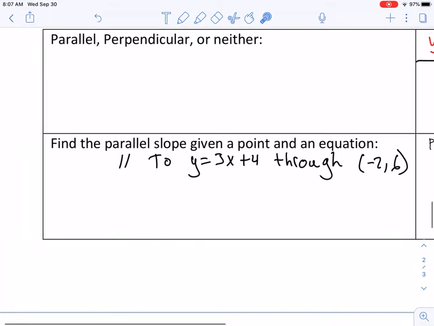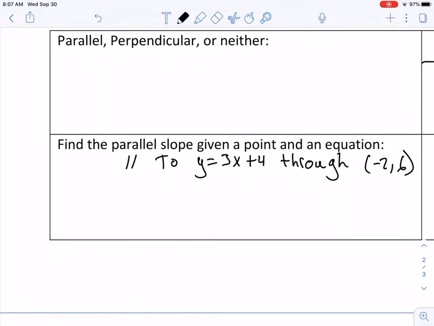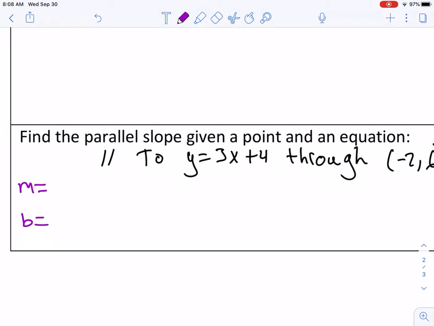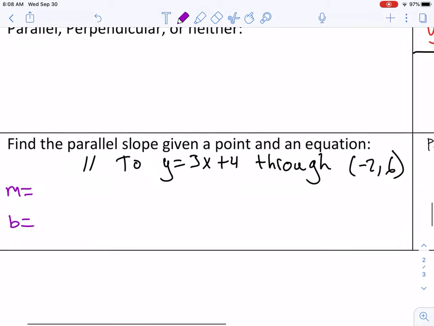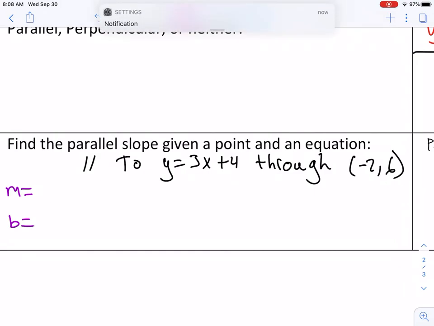And there's two pieces of information we need in order to write the equation of a line. I'm going to write them in purple here. We need to know our slope, and we need to know our y-intercept. If we can figure out those two things, then we can write the equation of the line. So here's how we're going to find our slope and our y-intercept. So our slope for a parallel line has to be the same. So our m has to be 3. Great. Well, how are we going to figure out our b?